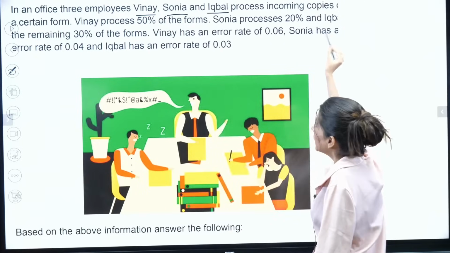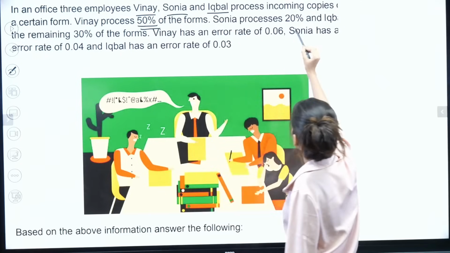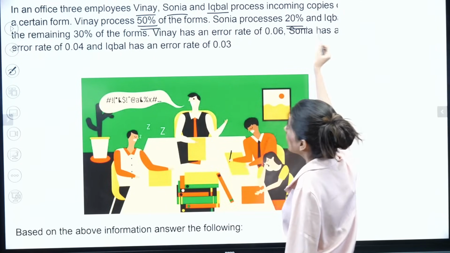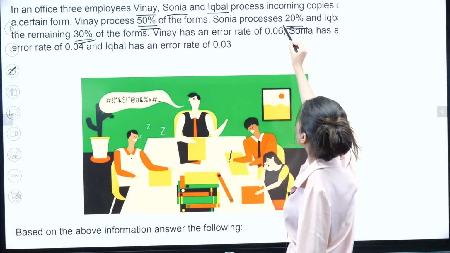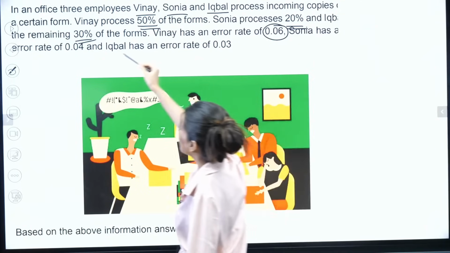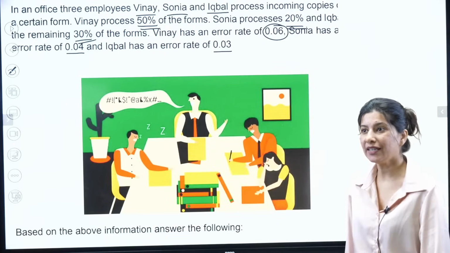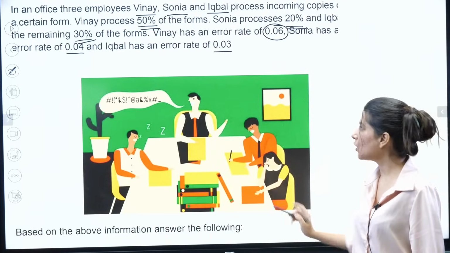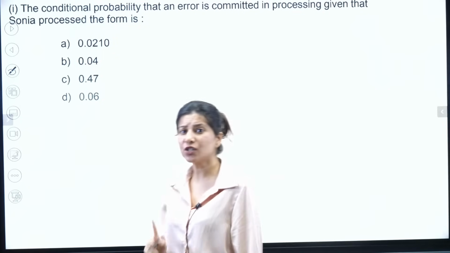All right. Vinay processes 50% of the forms, Sonia processes 20% and Iqbal processes the remaining 30%. Vinay has an error rate of 0.06, Sonia has an error rate of 0.04 and Iqbal has an error rate of 0.03. Based on this information, we have to figure this out. Now, first question.